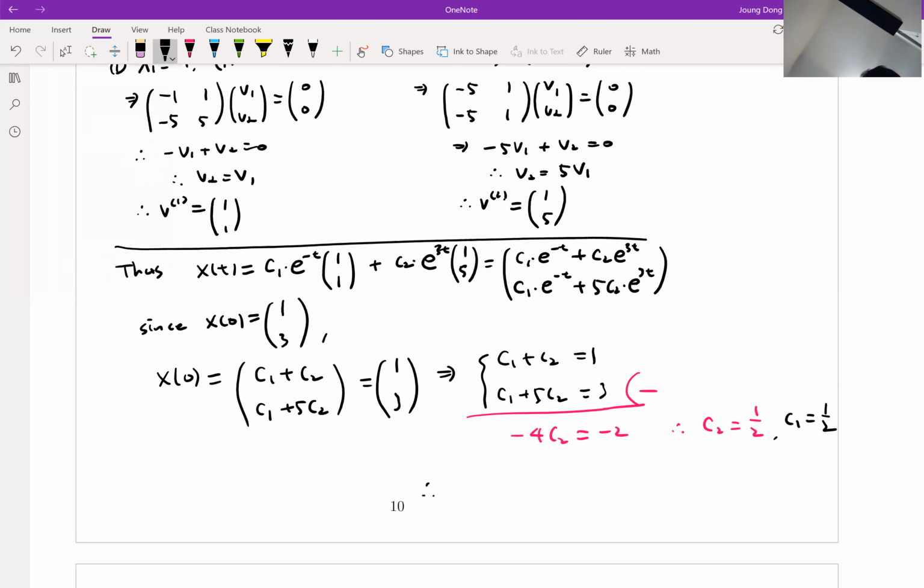Then finally, I can write my solution vector this way: 1/2 e to the minus t times 1, 1 plus 1/2 e to the 3t times 1, 5. That's it.